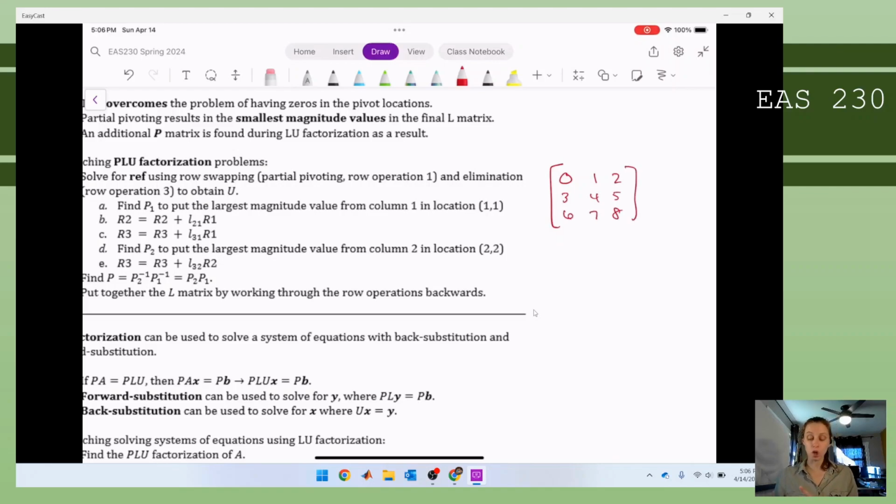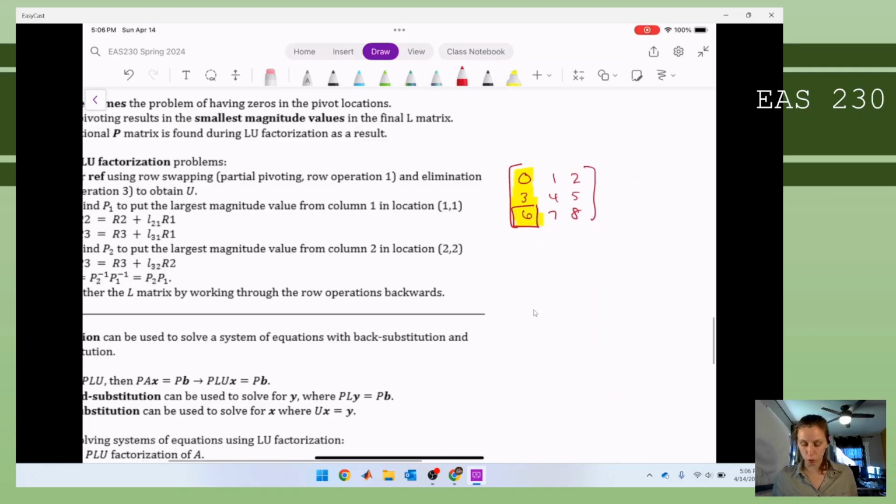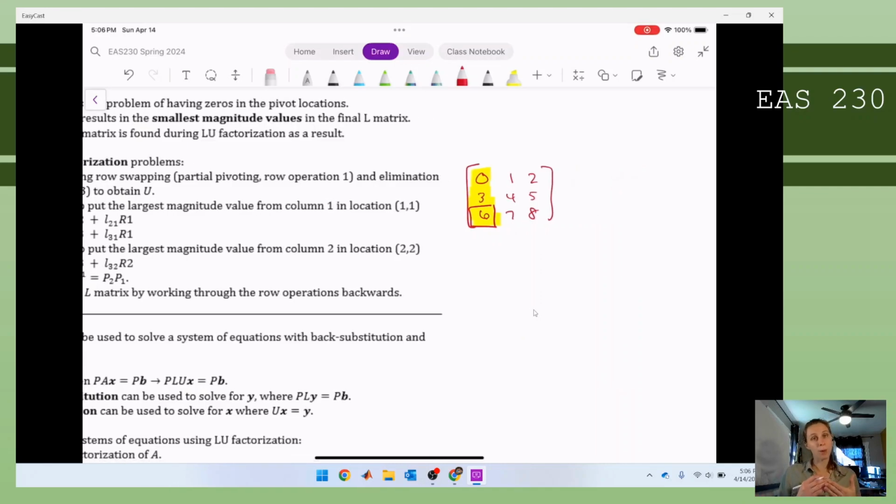we're going to first look at column 1. In column 1, we're going to identify the number with the largest magnitude. So I would say this is my largest magnitude. Then I would go ahead and swap that to put that 6 in the pivot location for column 1. So I would swap rows 1 and rows 3.